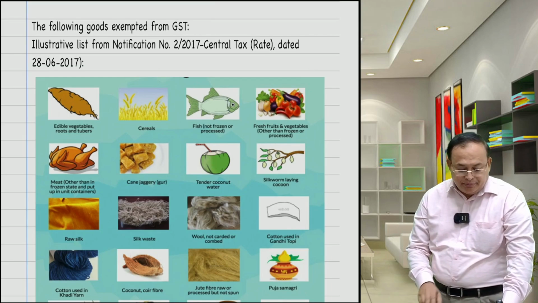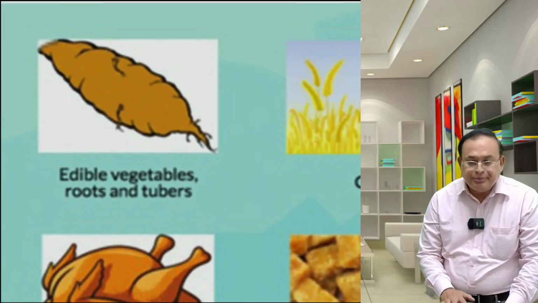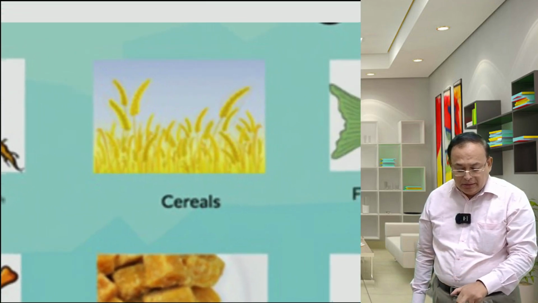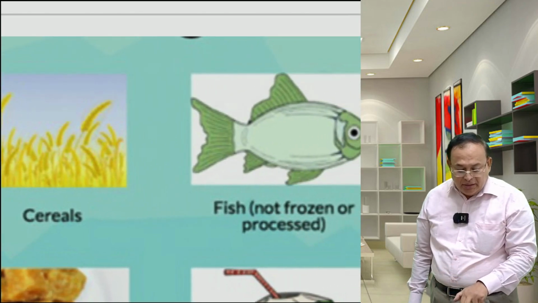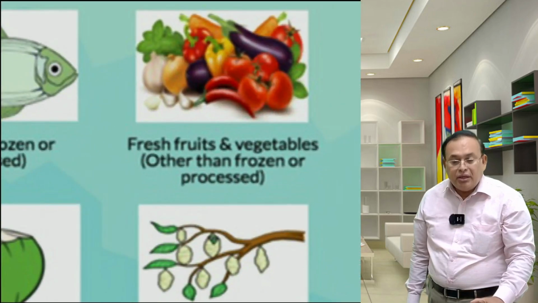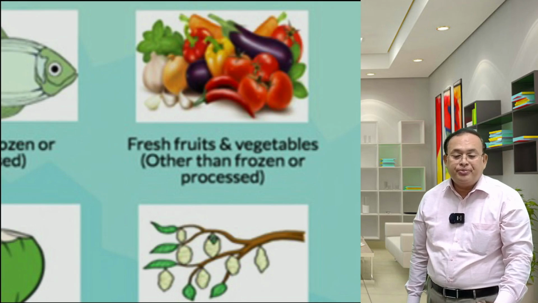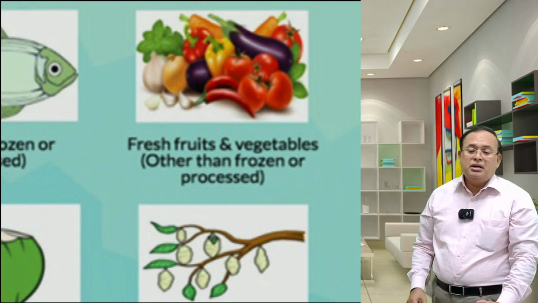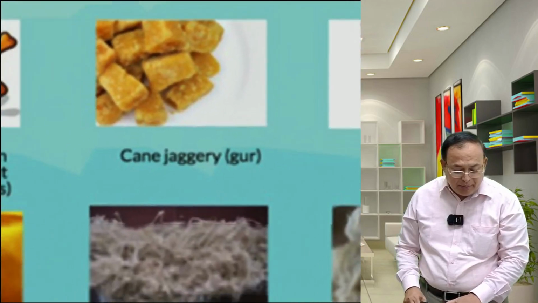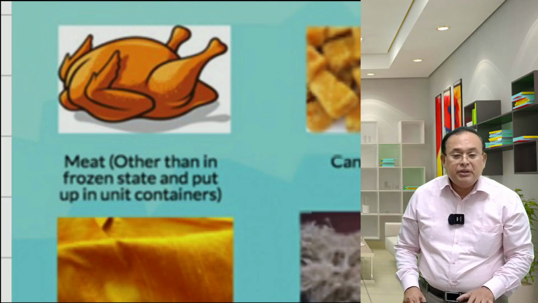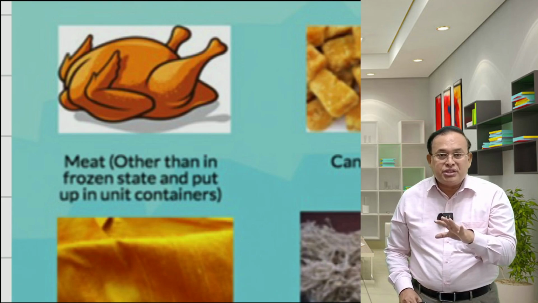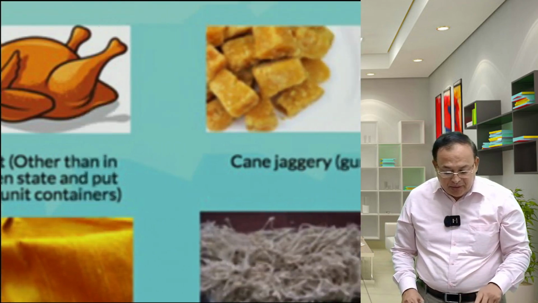Referring to here, my dear sir, the products like this: eatable vegetable, roots and tubers, or all type of cereals, all type of fishes, fresh fruits and vegetables, other than the frozen or processed one. Supply of these goods absolutely exempted from the payment of the GST. Supply of meat is supply of goods but not roasted or frozen, free from GST.